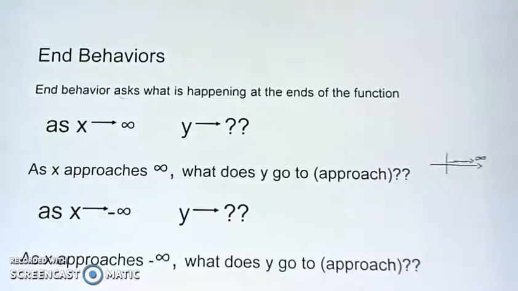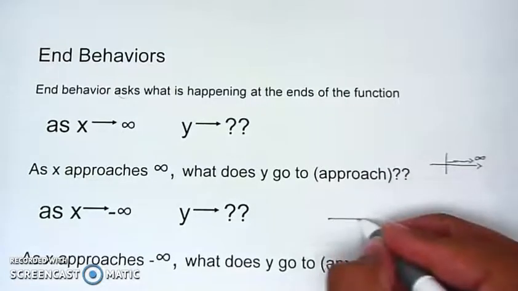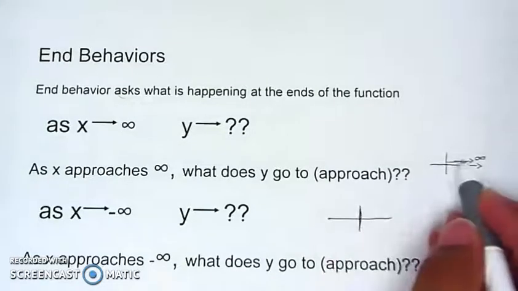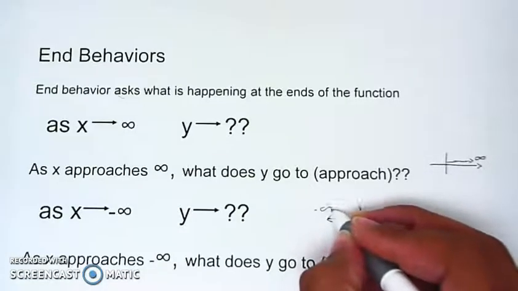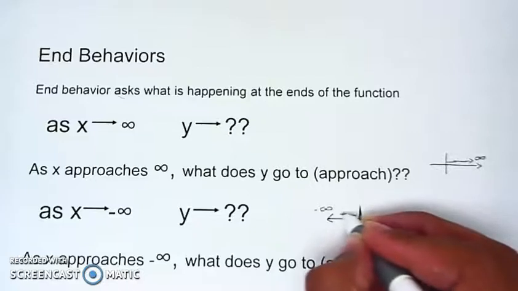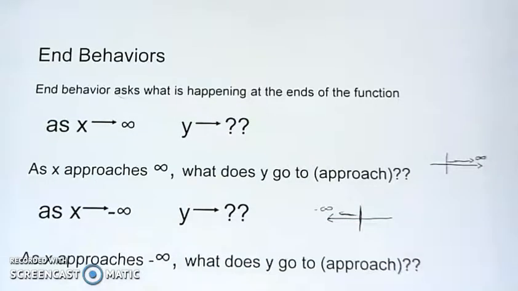All right, so let's take a look at that. We talked about how it went to the right here for the positive infinity. This way would be negative infinity here. And as it's going to the left, what's happening to your y? Is it going up? Is it going down? Oh, we've got to find that out.